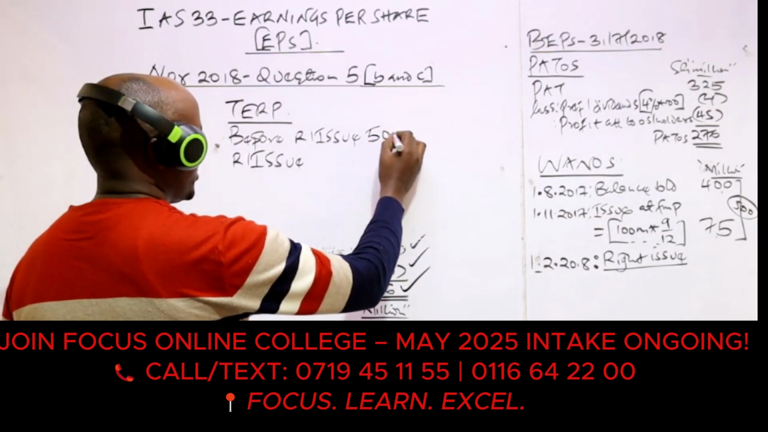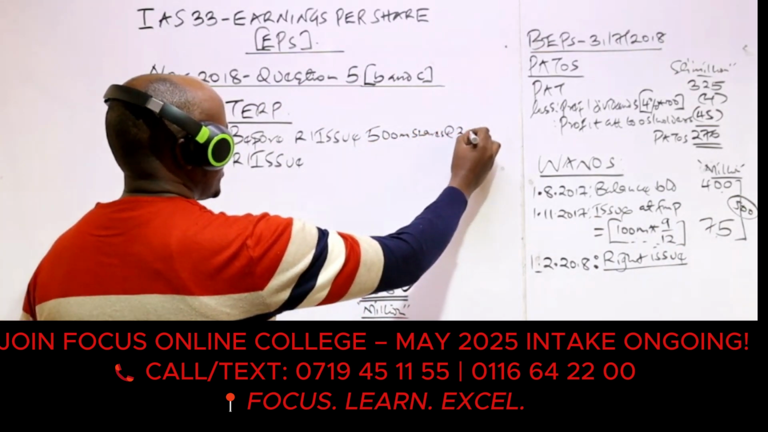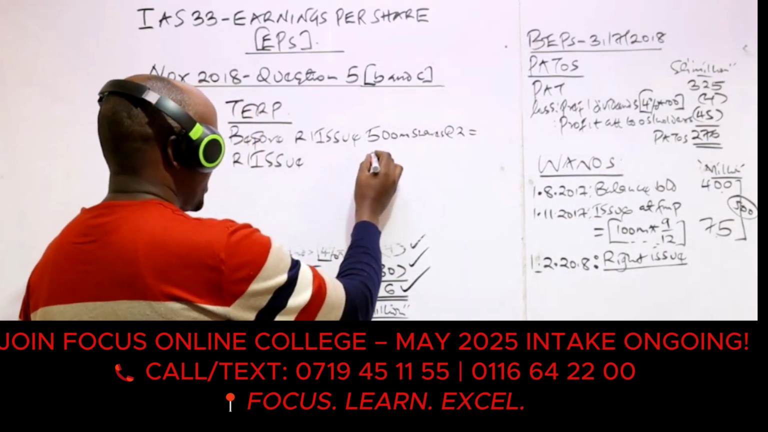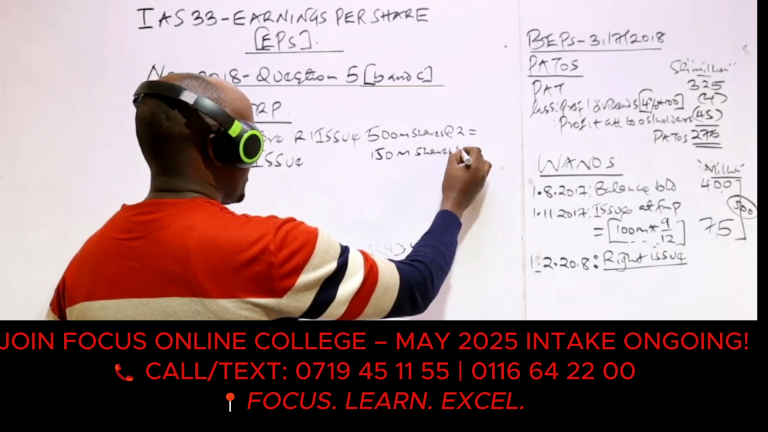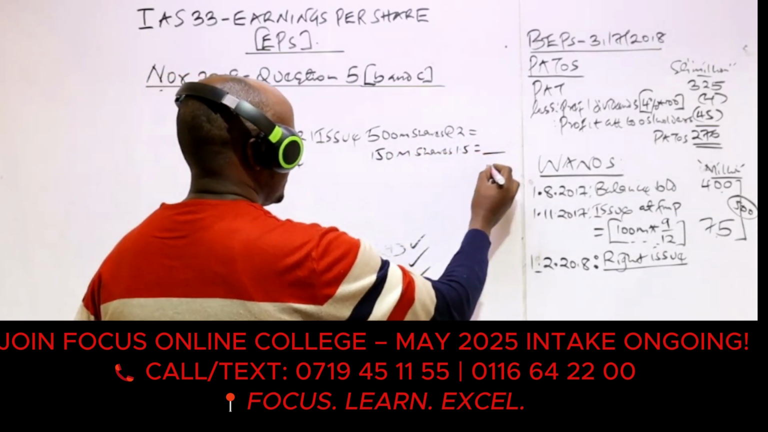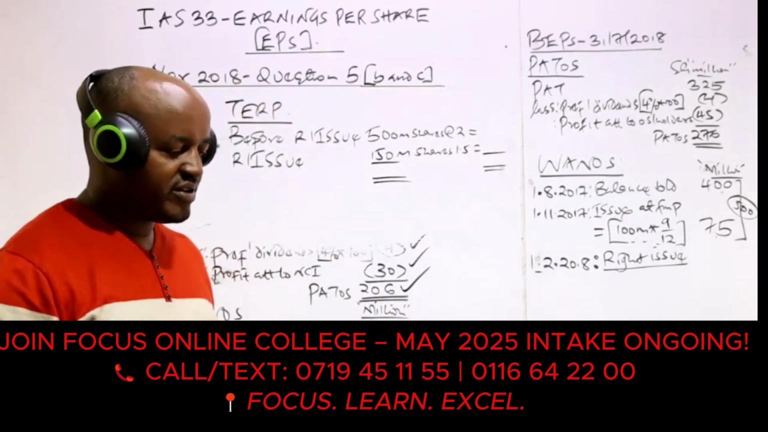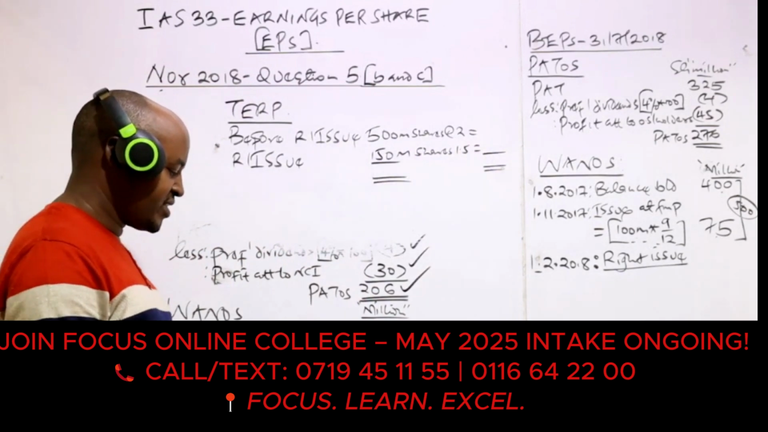Before the right issue, the shares issued were 500 million shares, and they had a market price of how much? They had a market price of 2 shillings. And then during the right issue, the company issued 150 million shares at a price of 1.5. This is basically how we compute what we refer to as the theoretical ex-rights price, the market price per share after the right issue.